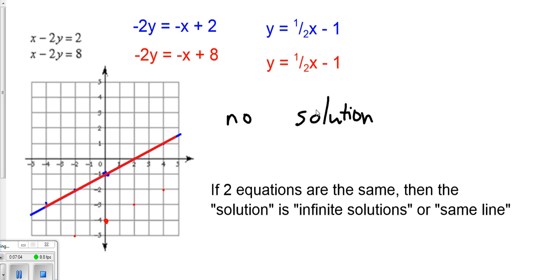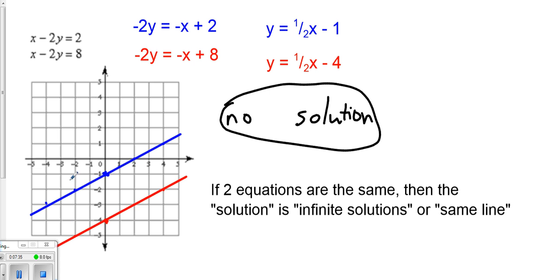That would mean that they're the same exact equation, so that would be a situation where you say, if the two equations are the same, then the solution is infinite solutions, because they cross everywhere, or you could just say the same line. Since these have the same slope, but this one is technically, remember, a minus 4, different y-intercepts, it's not that they're infinite solutions, it's that there's no solutions, because they are parallel. So in this case, no solution. If they were the same equation and the same line, that's when you would say infinite solutions.